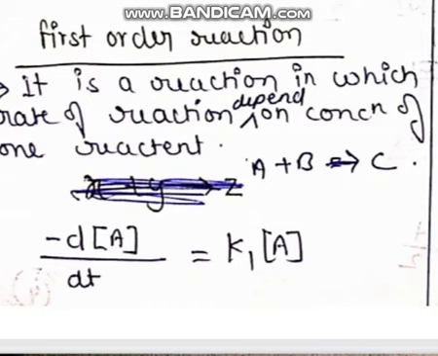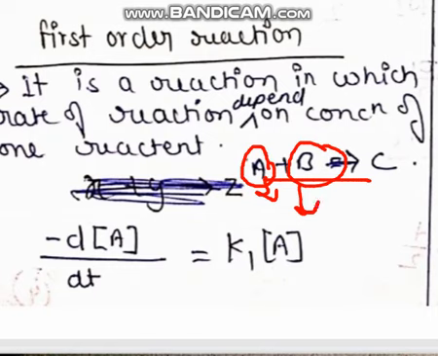Suppose in a chemical equation A and B both are converting into a product C, but the rate of reaction will depend either on A or on B. So the concentration of both reactants will not affect the product formation, but the concentration of either A or B is going to affect the rate of the reaction. Suppose here we are assuming that the concentration of reactant A is going to affect the whole reaction.